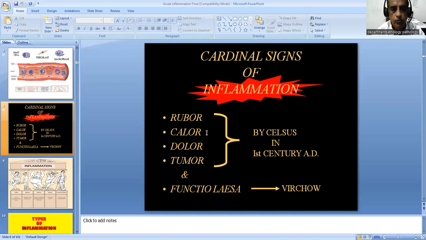So when there is inflammation, the inflammatory response is mounted. What you see on the surface outside, what the affected person sees, is redness, and that area becomes hot, it is swollen up, it is painful, and you are unable to move that organ or do any activity with that limb or whatever is inflamed, that is loss of function.